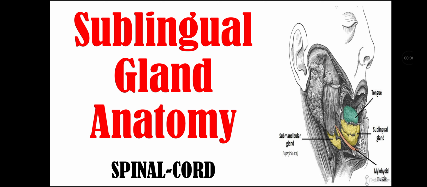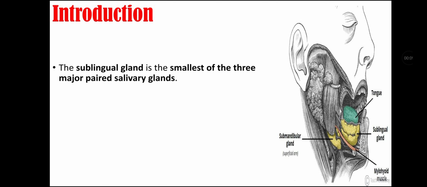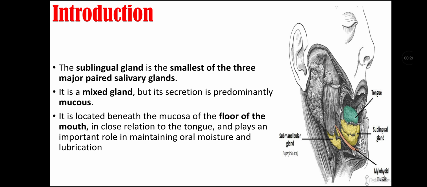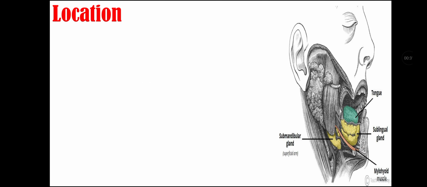So let's start our topic with introduction. Sublingual gland is the smallest of the three major paired salivary glands. It is a mixed gland, but its secretion is predominantly mucus secretion. This gland is located beneath the mucosa of the floor of the mouth. It is in close relation to the tongue and plays an important role in maintaining oral moisture and lubrication.